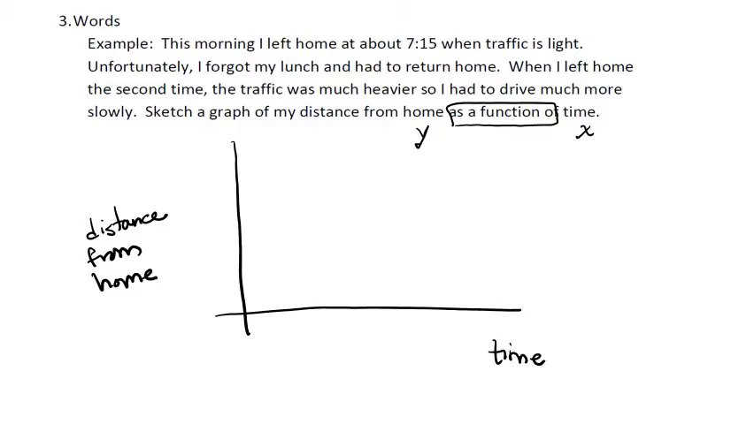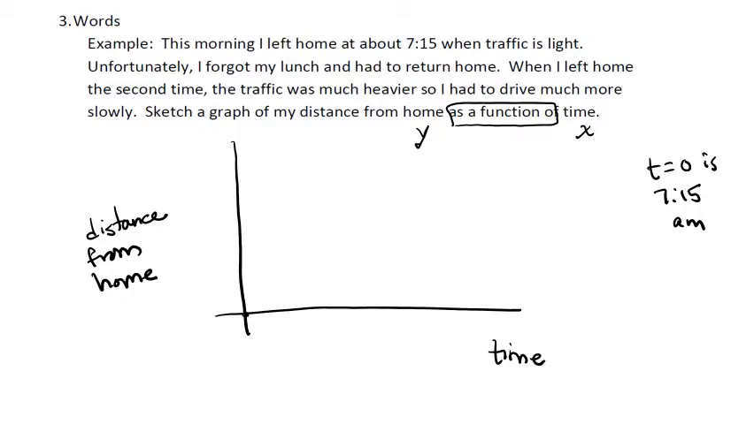And I left at 7:15, so I'm going to say t equals 0 is 7:15 a.m. And then I'm going to start drawing my function. I don't really know from this problem how far away from home I live, or how far away school is. So I can't put a reasonable set of scale here on my distance from home or my time. I don't know how long it takes me. And so I'm just going to sketch it in.